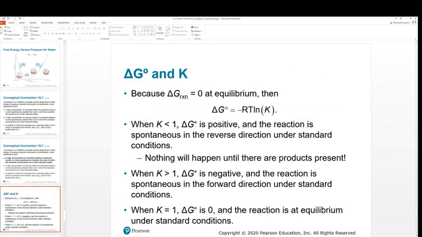Now let's look. When K is negative, or sorry, not negative, can't be negative. When K is less than 1, meaning more towards the reactants, delta G is positive, then the reaction is spontaneous in the reverse direction under standard conditions.